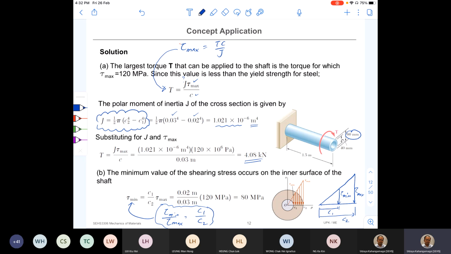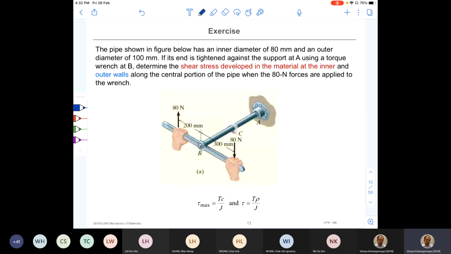Okay, that is how we find out the shear stresses or the maximum torque that we can apply so that the shear stress will not exceed a certain limit. Okay, so now let's push our knowledge a little bit further. Challenge ourselves by doing this next exercise.